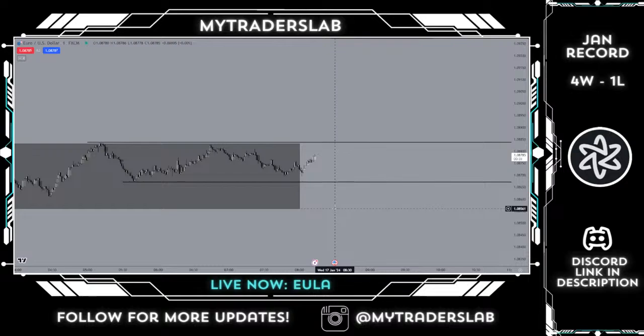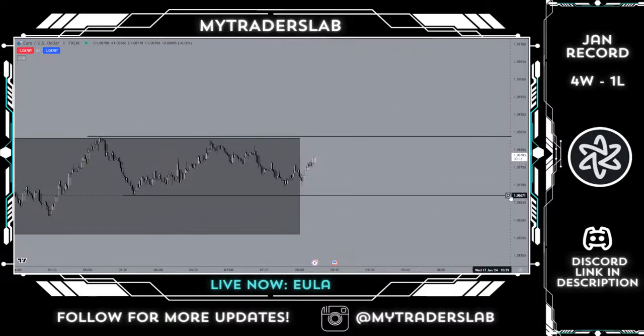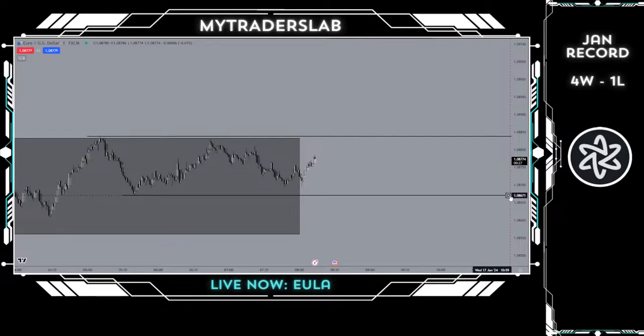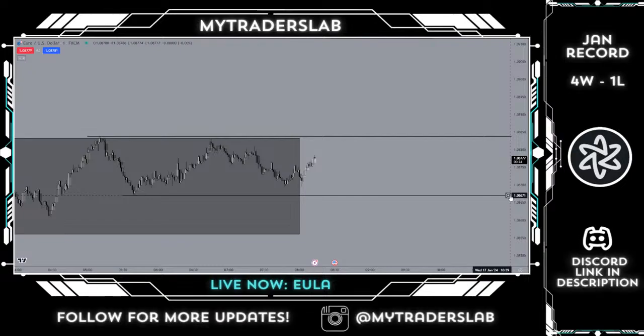So for this particular scalping strategy, I have a rather high win rate. Currently, as you can see now, we're at about 4-1. It's been 17 days in January, and I started the count on the 3rd of January.